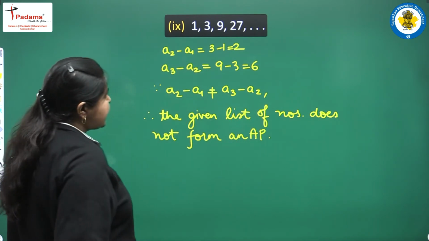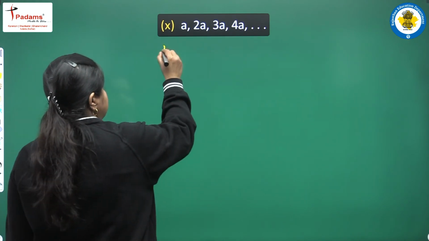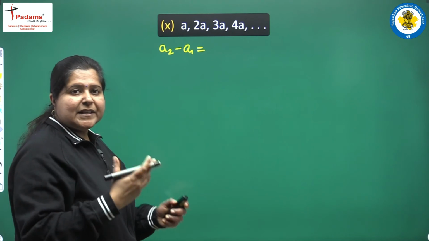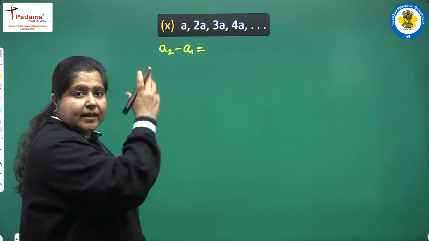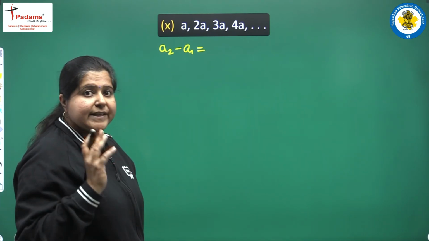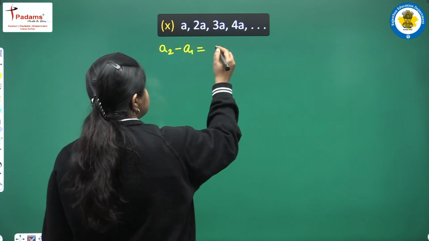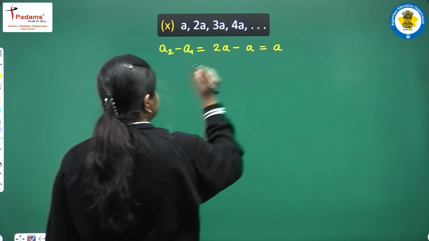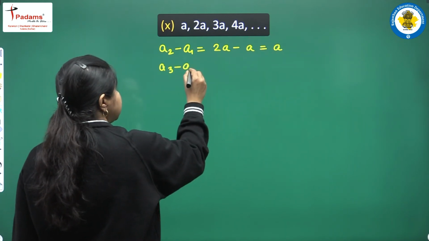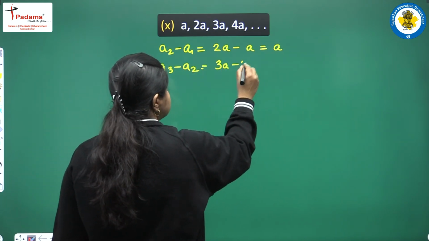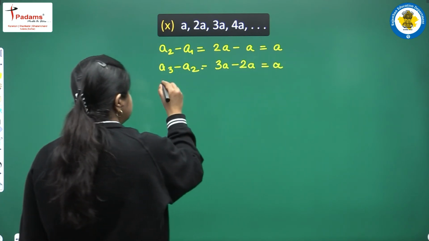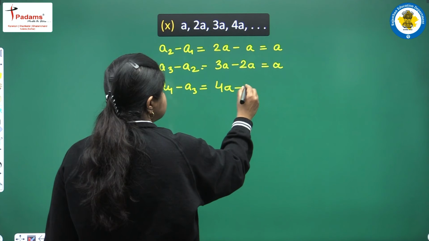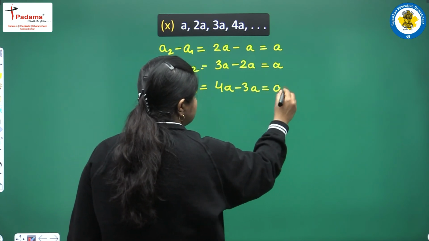Okay, next we take A2 minus A1. फर्स्ट टू टर्म्स में डिफरेंस फाइंड आउट करते हैं. हम चेक कर रहे हैं कि क्या ये एक अरिथमेटिक प्रोग्रेशन है या नहीं. तो सभी के बीच में लगातार आने वाली टर्म्स के बीच में डिफरेंस सेम होना चाहिए. तो हम पहली टू टर्म्स के बीच में डिफरेंस फाइंड आउट कर रहे हैं. It is 2A minus A, it will be 1A or simply A. Then A3 minus A2, it will be 3A minus 2A, that is A again. Then A4 minus A3, it will be 4A minus 3A, that is again equal to A.